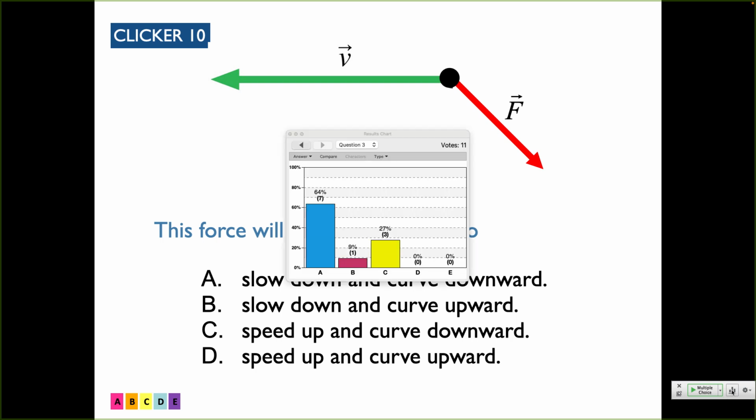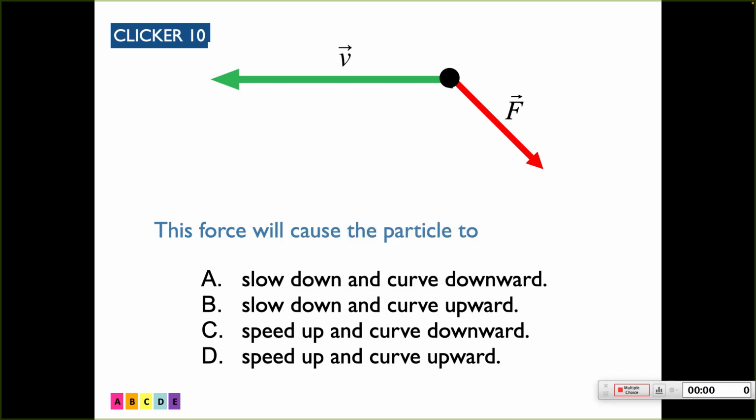Mostly A, some C. Please discuss. We'll vote again, even though some of you may have seen the spoilers.